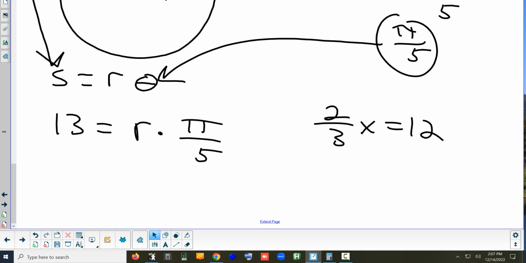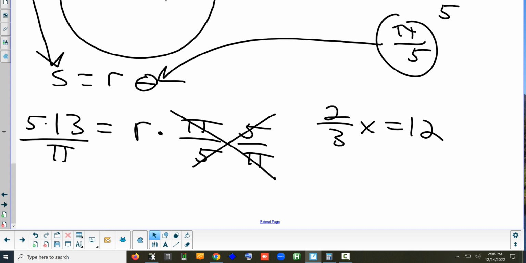Multiply by what? Pi over 5. Well, that would be like if we multiplied by the same thing here. It wouldn't cancel the 2 and the 3. Yeah, sorry, that was 5 over pi. We want to multiply both sides by the reciprocal. So 5 over pi and 5 over pi. That's going to cancel the pi's. And on the right, all we have is R. And on the left, we've got 5 times 13, which is 65. And don't forget, it's divided by pi.